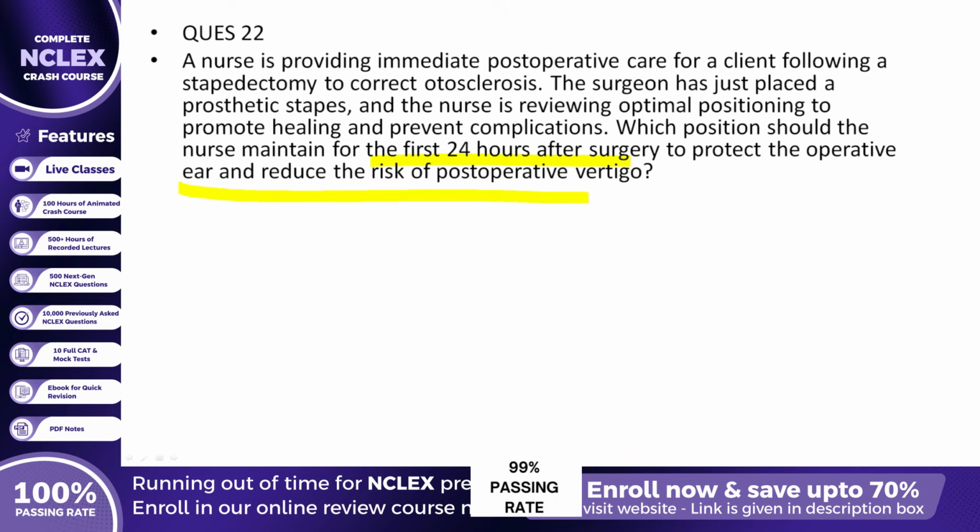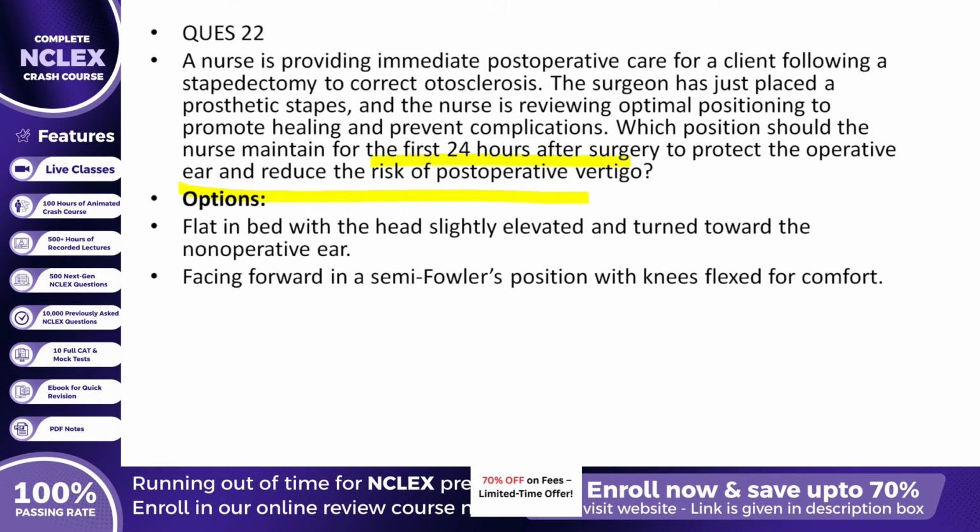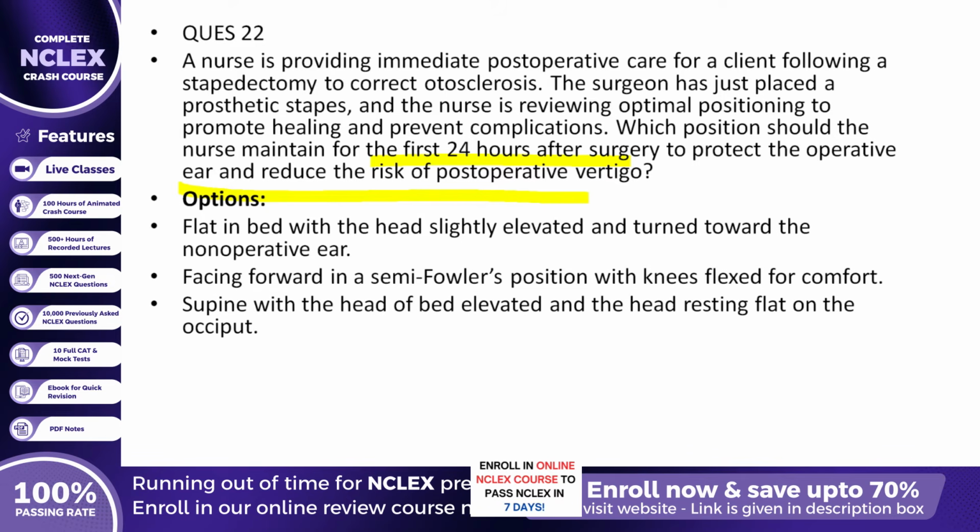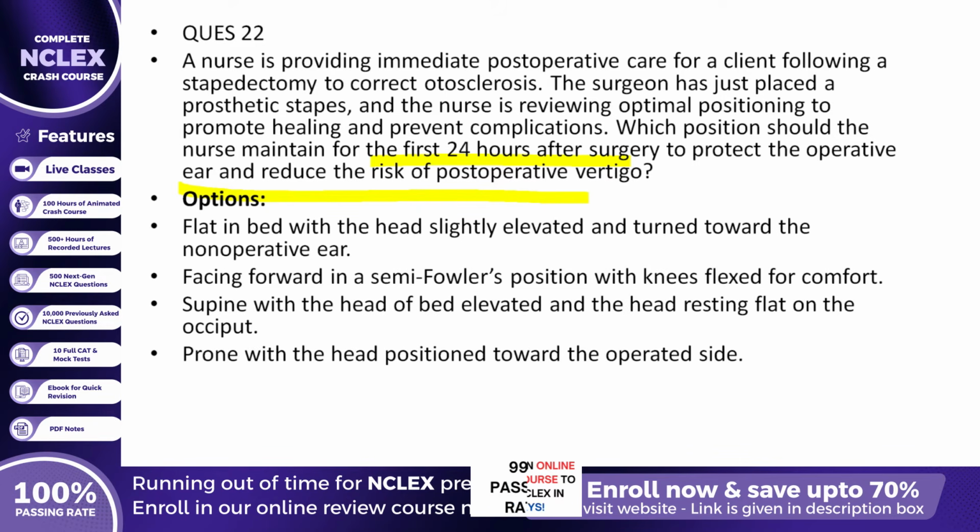Here are the possible options. First, flat in bed with the head slightly elevated and turned toward the non-operative ear. Second, facing forward in a semi-Fowler's position with knees flexed for comfort. Third, supine with the head of bed elevated and the head resting flat on the occiput. And finally, prone with the head positioned toward the operated side. The correct answer is option 1, flat in bed with the head slightly elevated and turned toward the non-operative ear.